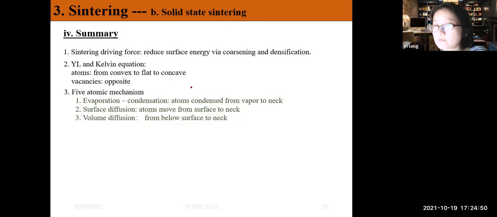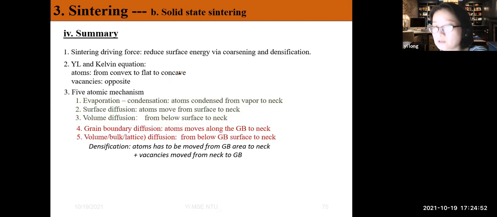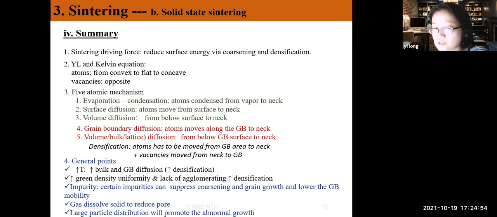Okay, so in summary, we just explained this one, and then these general points are explained. This gas, no need, and all the rest you can just use. So except the gas, we did not explain.